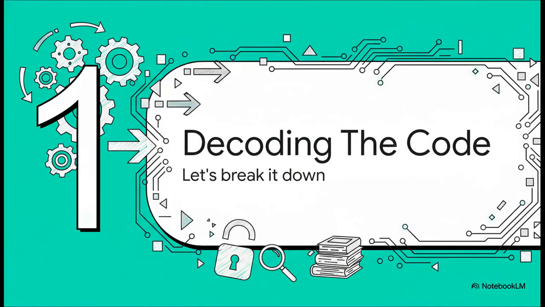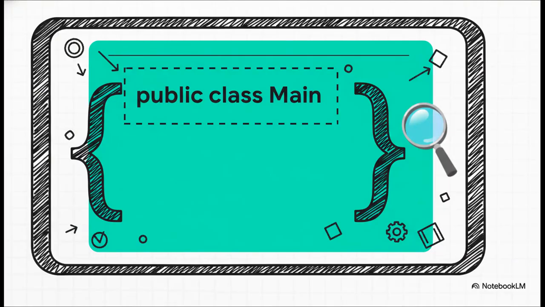All right, let's start decoding. We're going to take this whole thing apart, piece by piece, keyword by keyword, until there are no secrets left. Ready to pop the hood? Let's do it. The very first thing we see is public class main.